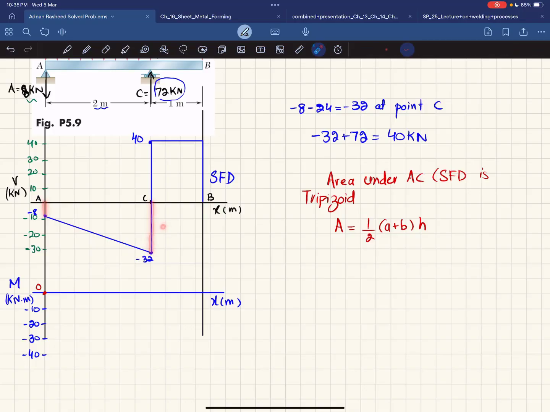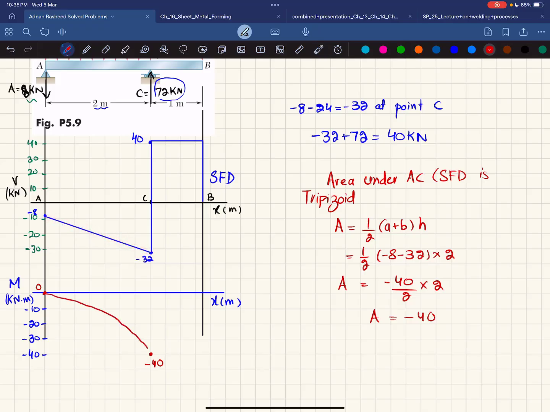So I will write 1 over 2 into (minus 8 minus 32) multiplied by height. The height is in between these two parallel lines, and you can see this is 2 meter. So I will multiply by 2. So again minus 40 divided by 2 multiplied by 2. So this area will be equal to minus 40. So the bending moment at point C will be minus 40. And again you can see that shear force is a 1 degree line and the slope is decreasing. So the bending moment will be a second degree curve and it will be like this.